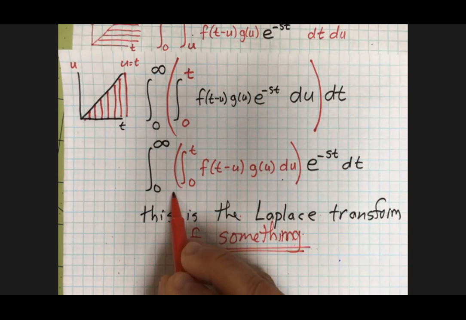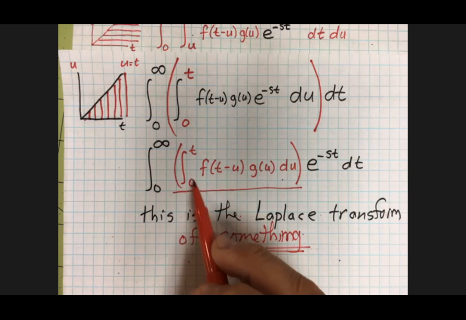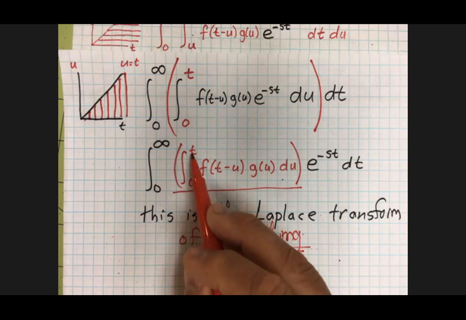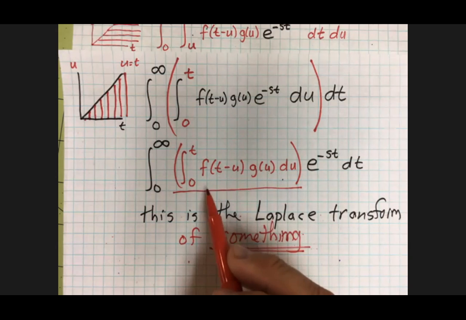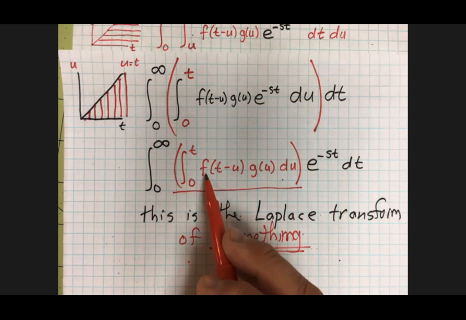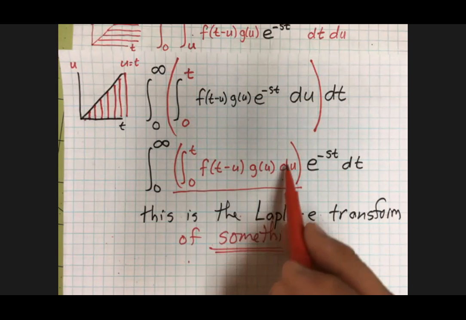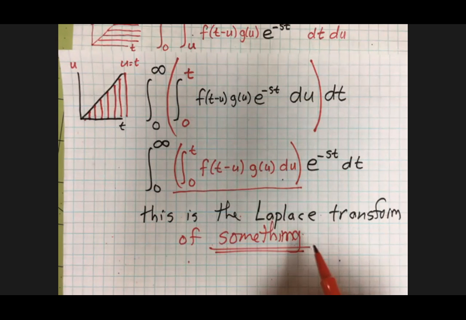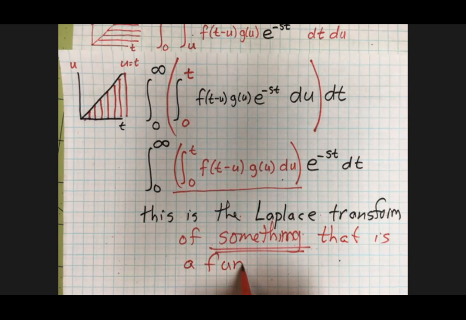But this is something we've never met before. Take a moment to look at it. It's a finite integral from 0 to t. The variable of integration is a dummy variable u. So think about what I just wrote in red here. For every value of t, I will get a different integral. For every value of t I put in, I will get a different number out. This something is a function of t.